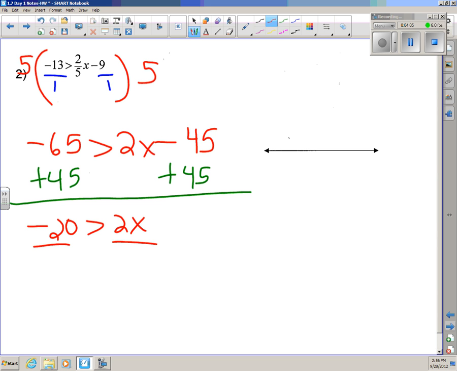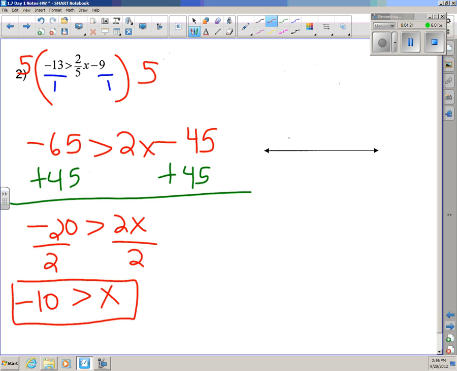I divide both sides by 2. I'm dividing by a positive, not by a negative. I'm dividing into a negative, which basically means your inequality symbol doesn't change. On the left-hand side, I've got negative 10 greater than x. This is your solution.